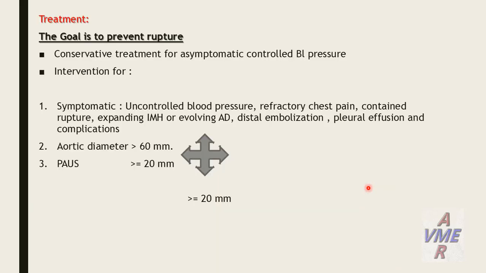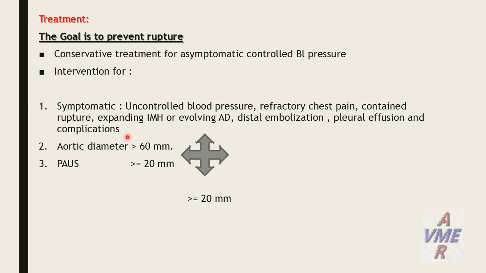Treatment: the goal is to prevent the rupture. So conservative treatment for asymptomatic patients with controlled blood pressure. Intervention for symptomatic patients, uncontrolled blood pressure, refractory chest pain, contained rupture, expanding intramural hematoma, or evolving aortic dissection, distal embolization, pleural effusion, and other complications.